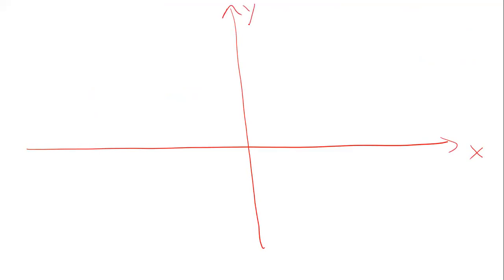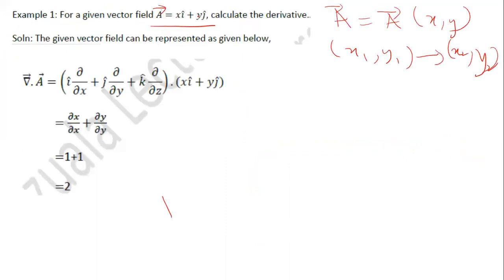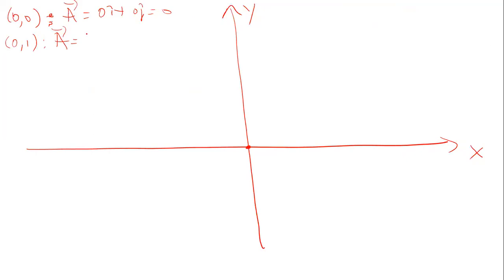Let's say we consider the 0, 0 point. At the 0, 0 point, x is 0, y is 0. Your vector will be 0i, 0j, so no vector. Now let us consider 0, 1. At 0, 1, x value is 0, y value is 1. So 0i plus 1j. So your A vector is 1j.